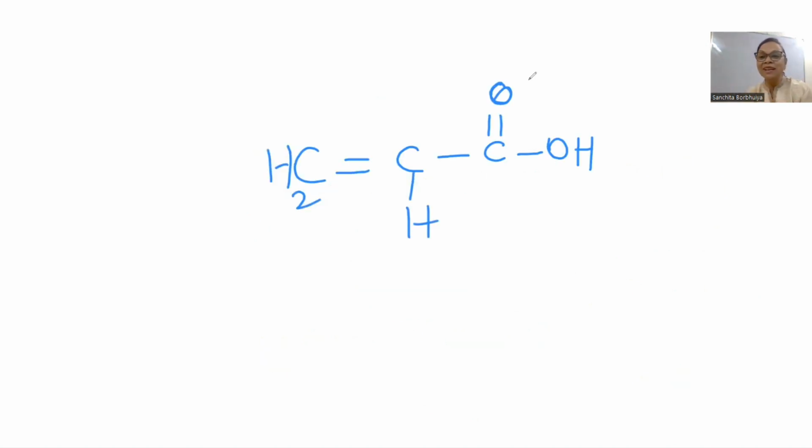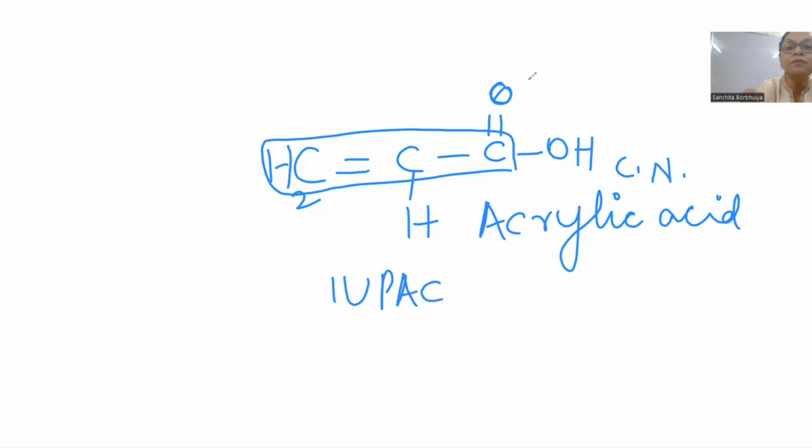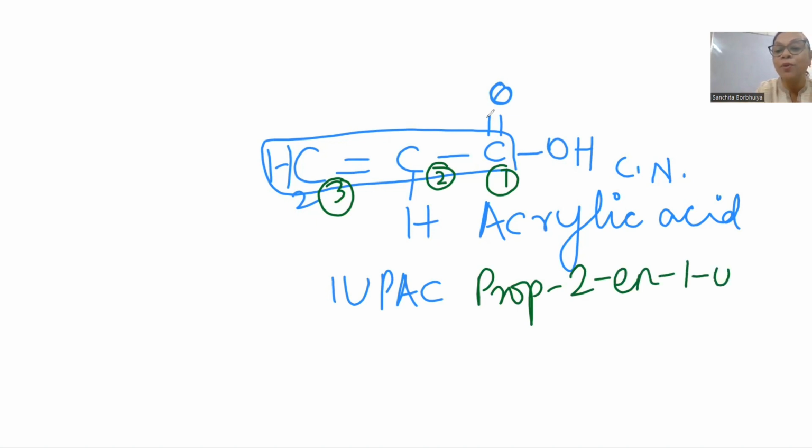The allylic carbon is visible, but it contains a functional group. When the first carbon of an allylic species is a functional group carbon, you don't call it allyl, it changes to acryl. So the common name of this is acrylic acid, which is the common name of the compound. And the IUPAC name is, this is 1, this is 2, this is 3. So prop-2-en-1-oic acid.